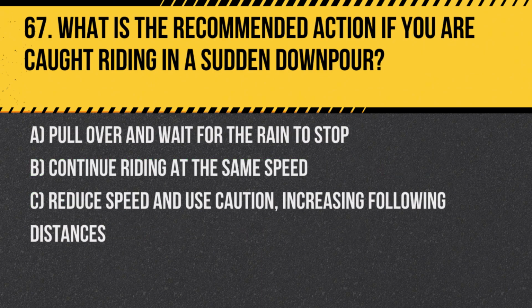Question 67. What is the recommended action if you are caught riding in a sudden downpour? A. Pull over and wait for the rain to stop. B. Continue riding at the same speed. C. Reduce speed and use caution, increasing following distances. Answer: C. Reduce speed and use caution, increasing following distances. Adjusting riding behavior in rain is crucial for safety due to reduced traction and visibility.